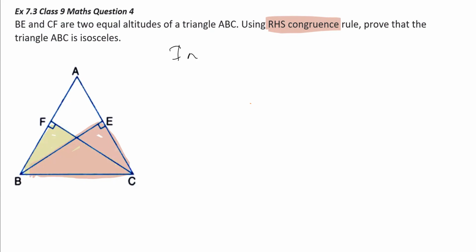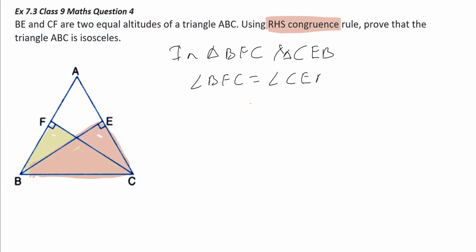So we'll first consider this triangle, that is here the triangle BFC, and the other triangle is CEB, right? Once with these two triangles taken, we can write one angle 90 degree in each, that is angle BFC is equal to angle CEB. And the reason here is each 90 degree, as these are altitudes. And as I said, BC is equal to BC. This is the common hypotenuse, right?